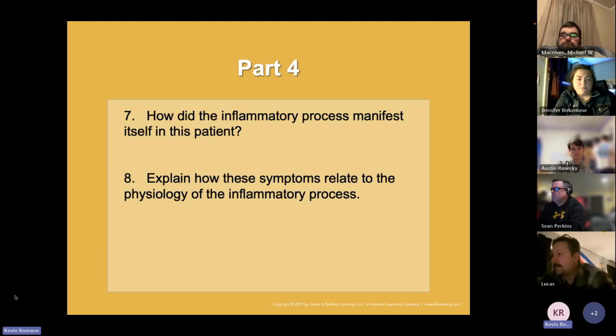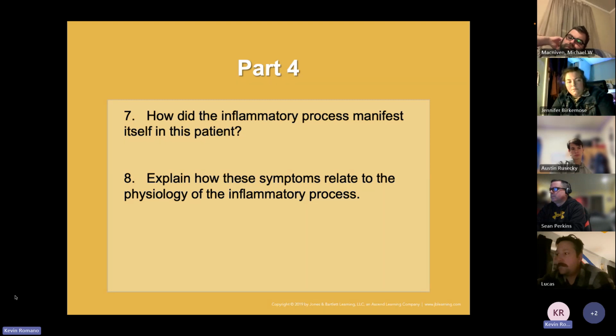Number 7, would you consider it being local or systemic or both? Both, exactly. The local effects include development of redness, swelling, tenderness, and heat at the shunt site. Systemically, the inflammatory process was seen in the presence of a fever. So explain how these symptoms relate to the physiology of the inflammation process.